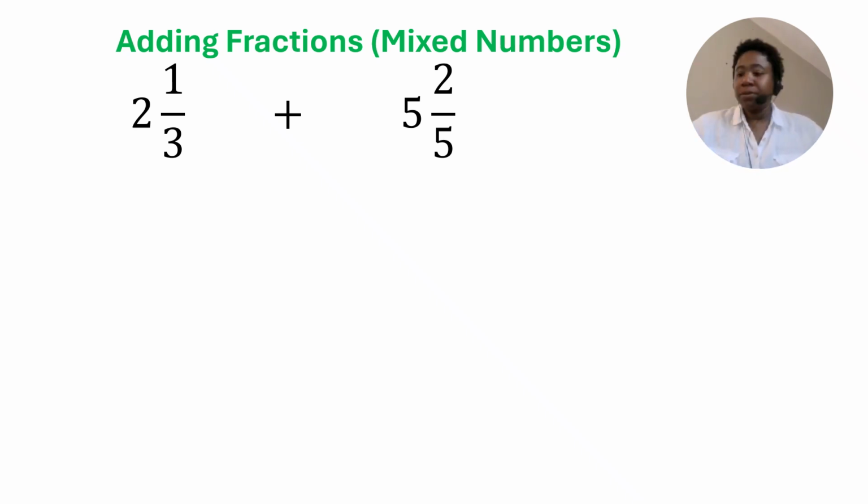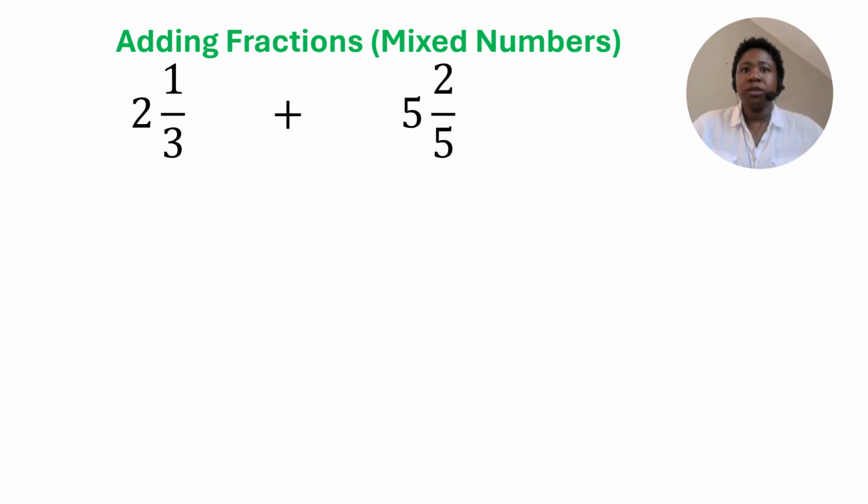Now, in this example, we have a whole number and a fraction component. We'll be looking at two different ways in which we could approach this type of question. The first way, we'll separate the whole number and fraction components, add them separately, and then combine them at the end.